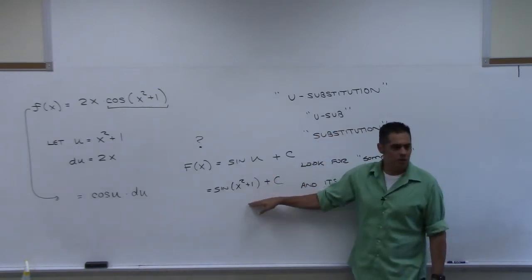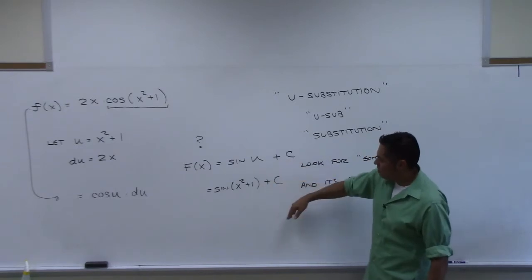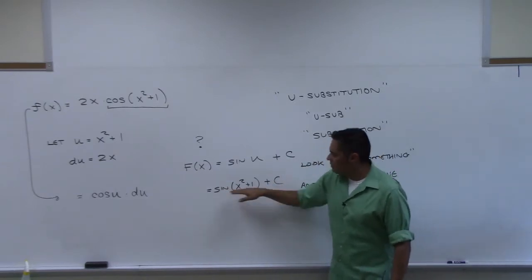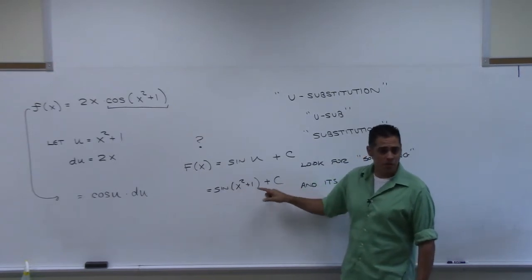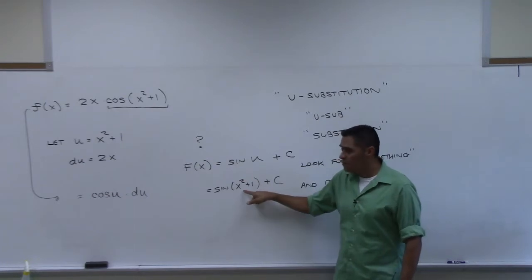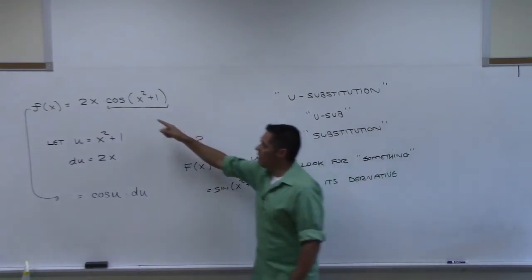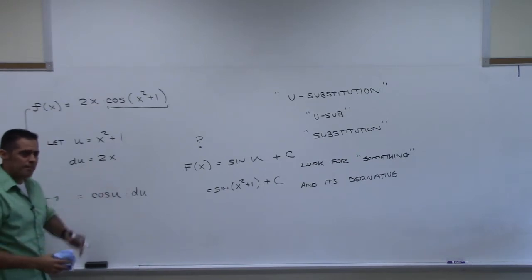Does this work? Take the derivative of this. The constant's going to go away when you take the derivative. What's the derivative of sine of something? Cosine of it, right? So you'd have cosine of x squared plus 1 times, then the chain rule would say, the derivative of what's inside, which is 2x. And that's where the 2x comes from. Y'all kind of follow that?